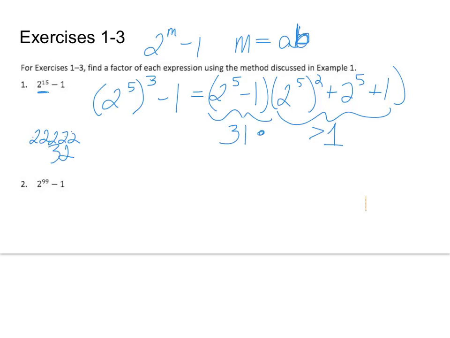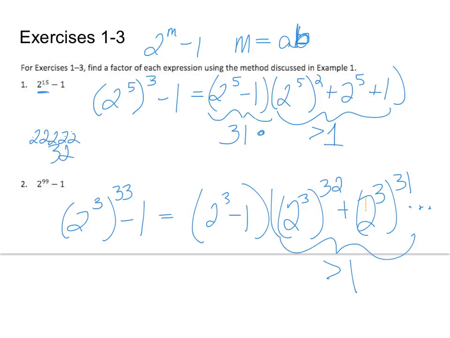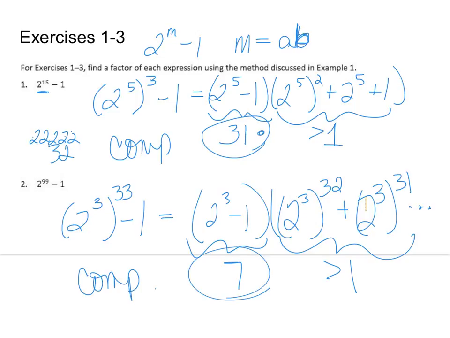Let's try the next one. I need to change that into 2 to the, let's make it easy on us, 2 to the third. 3 times what is 99? Minus 1. We just want to make sure our first term isn't 1 and our second term is greater than 1. So we have 2 to the third minus 1 times 2 to the third to the 32nd plus 2 to the third to the 31st, etc. This is greater than 1. We're good. This is 8 minus 1, which is 7. So since 31 is a factor, this is composite. Since 7 is a factor, this is composite.